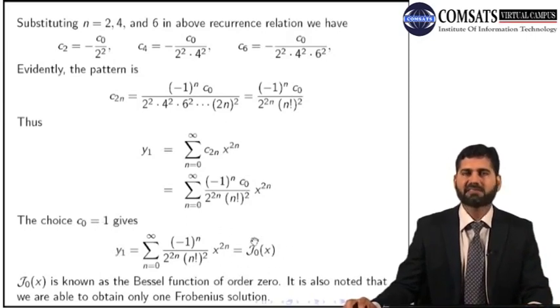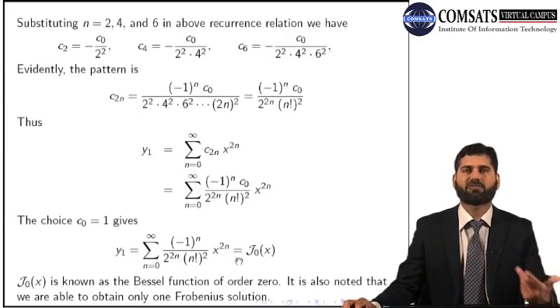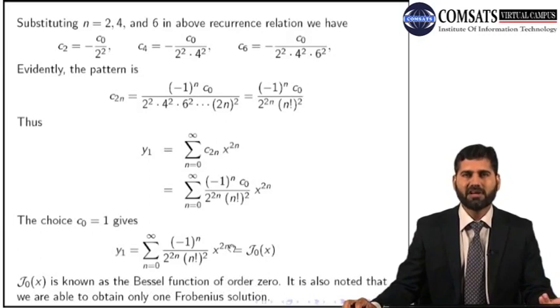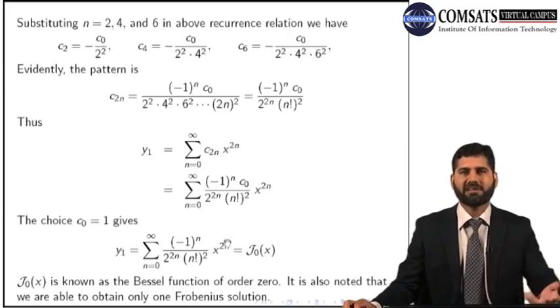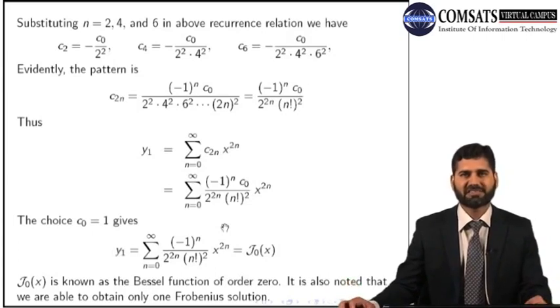which is known as the Bessel's equation. This series is called J naught x, which is the Bessel's function of order 0. J naught x is known as the Bessel's function of order 0. Why? Because it comes from the Bessel's equation. Bessel introduced this equation, and he found the solutions of the equation, and he named the solution as Bessel's function. So this is the Bessel's function of order 0.